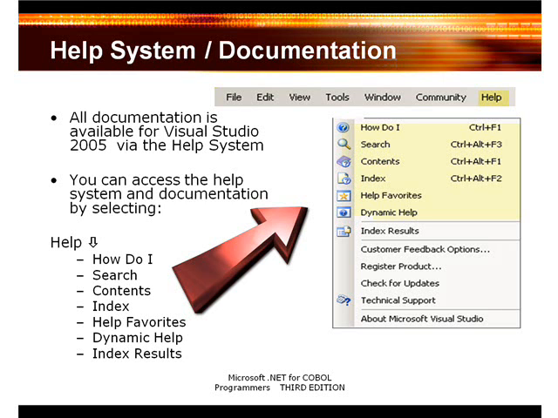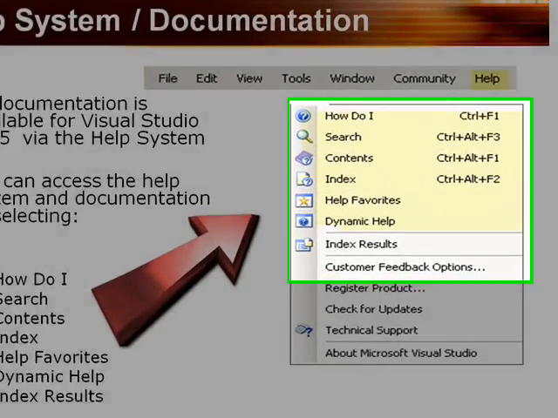Now, let's move on. For NetCOBOL for .NET, you'll find all of the documentation available via the help system. To get to the documentation, you can go to the help menu and make selections from there. Or you can get help from Visual Studio the way that you get help from any other Windows program, and that's by pressing F1. You can also use shortcut keys to access the help information. Now let's take a look at the help menu.